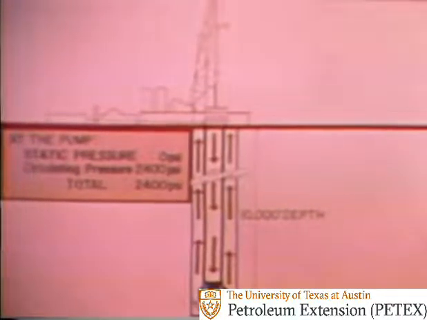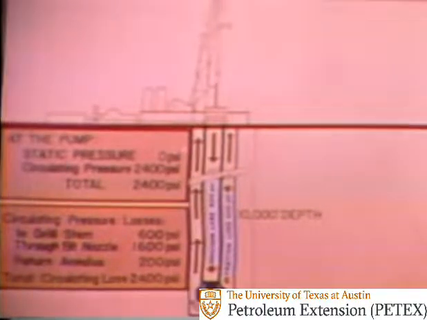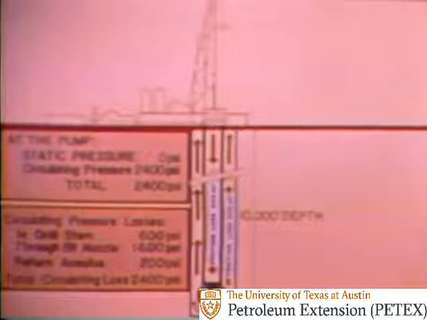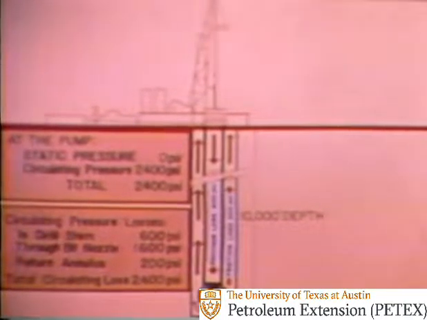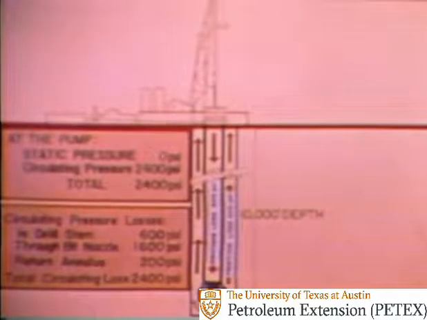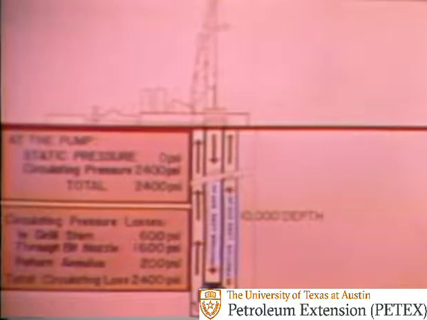This 2,400 psi pressure is used up in the circulating system by the 600 psi pressure loss through the drill stem, plus the 1,600 psi pressure loss through the bit nozzles, and the 200 psi pressure loss in the return annulus, for a total pressure loss of 2,400 psi. The 200 psi in the return annulus can be used effectively to raise the bottom hole pressure.